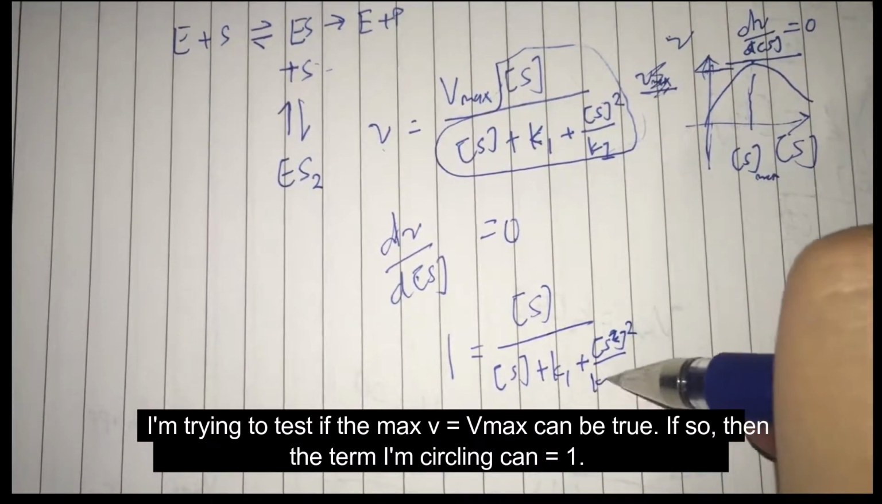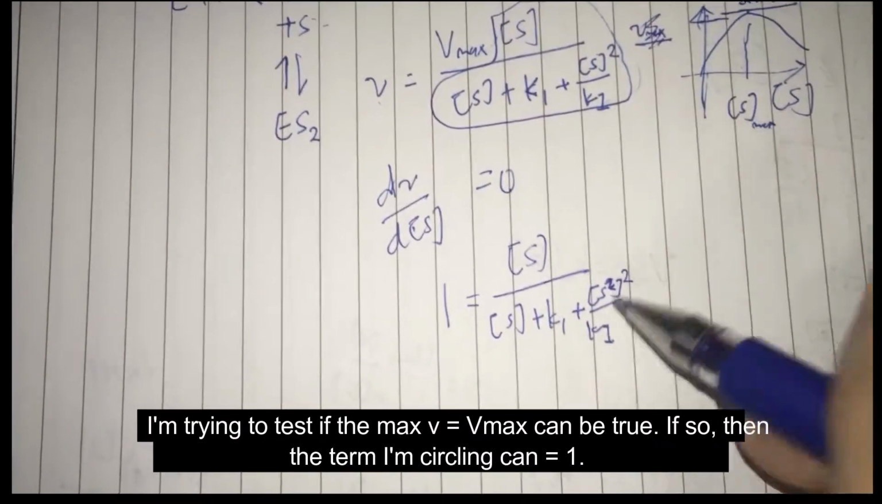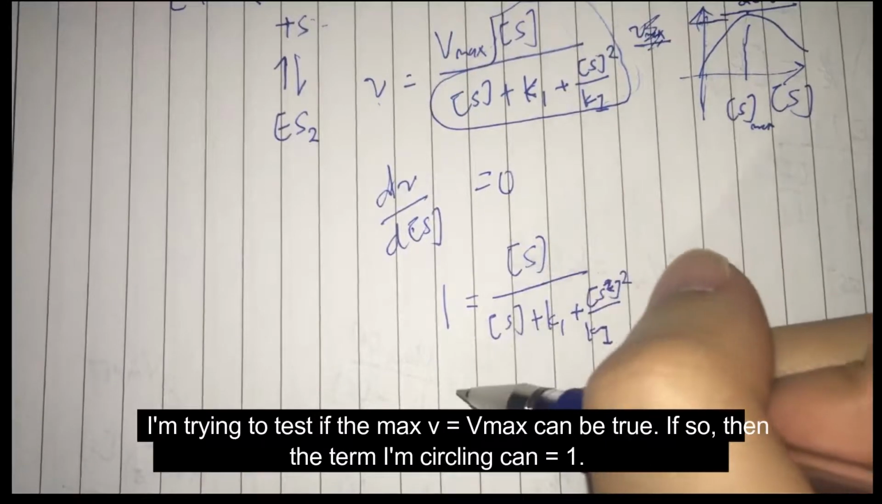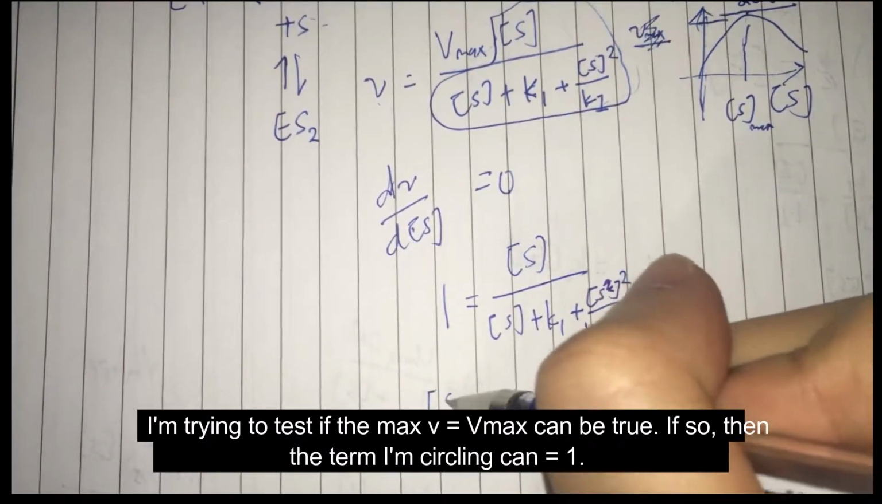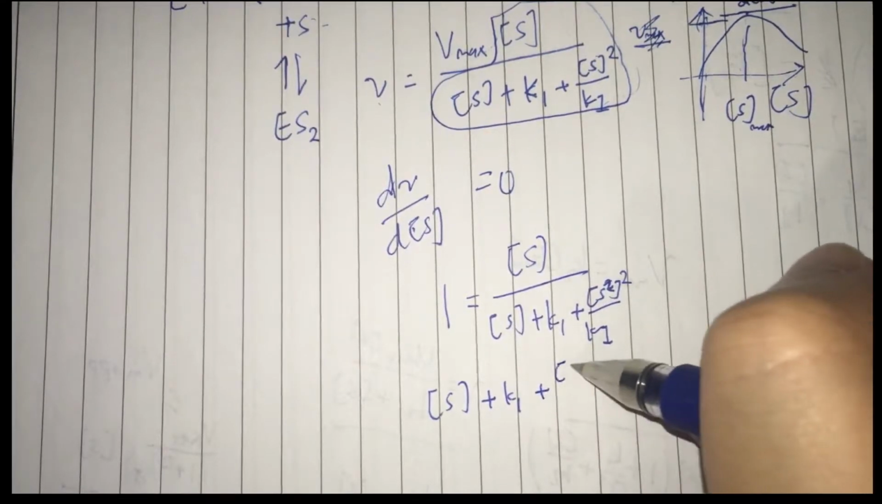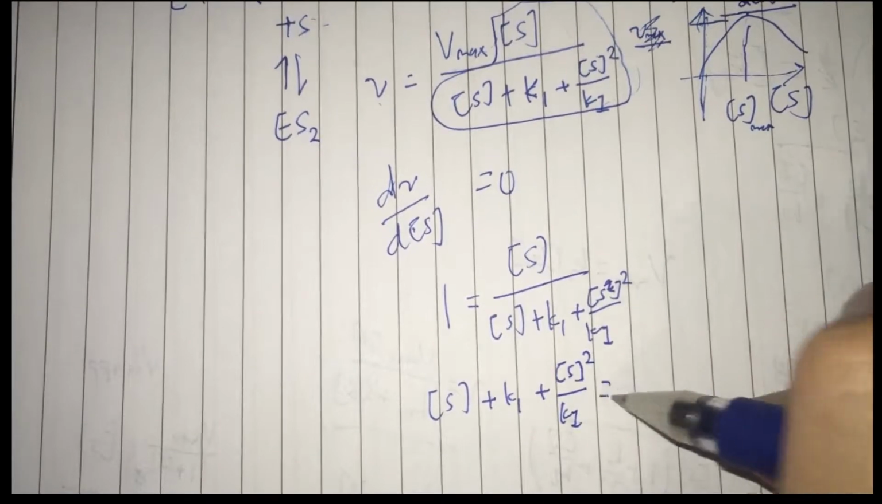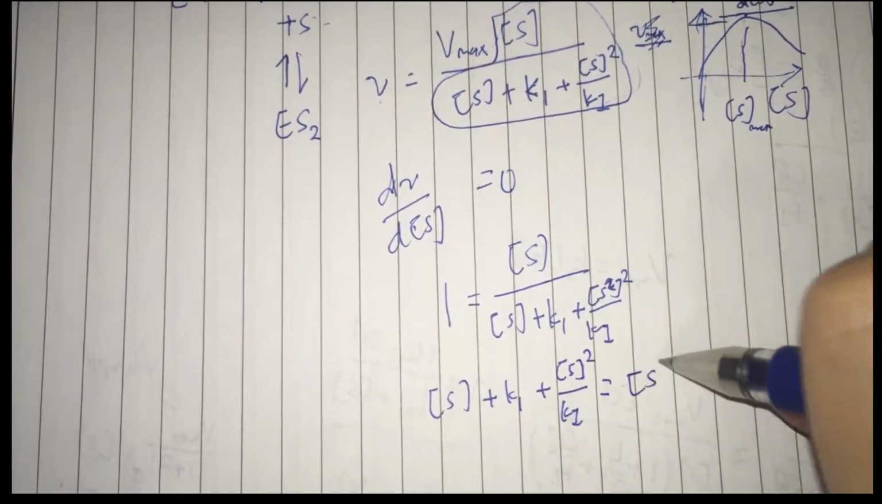Sorry, S squared over 2Ki. Okay, so let's move this all to the left-hand side. S K1. Now this is quite a neat experiment. It's not the conventional way to do things, but it certainly seems to work.